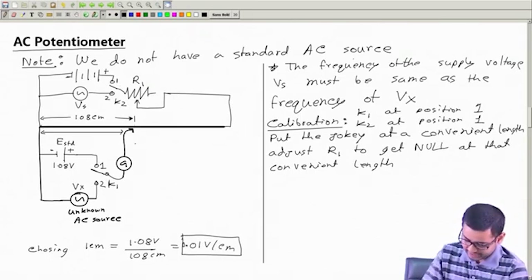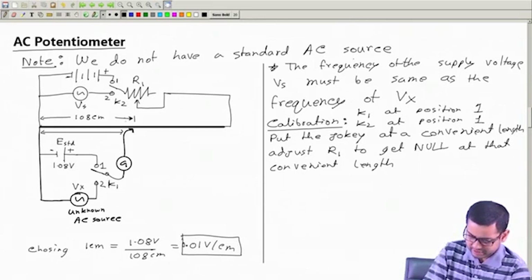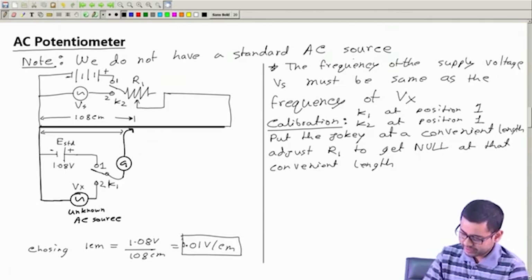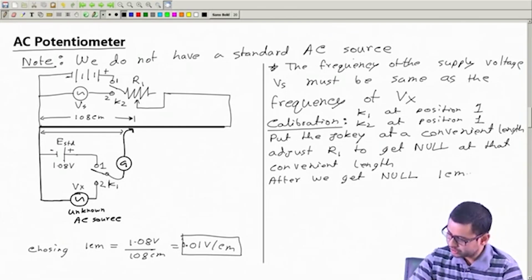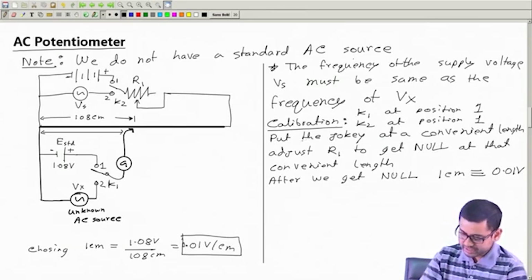Now you choose a convenient length which we have chosen like this. So we put this at 108 centimeter, for example. This is an example only. And we adjust R1 until we get the null. Once we get the null, 1 centimeter will be equivalent to 0.01 volt. This is the calibration step. Now we will go to the measurement step.